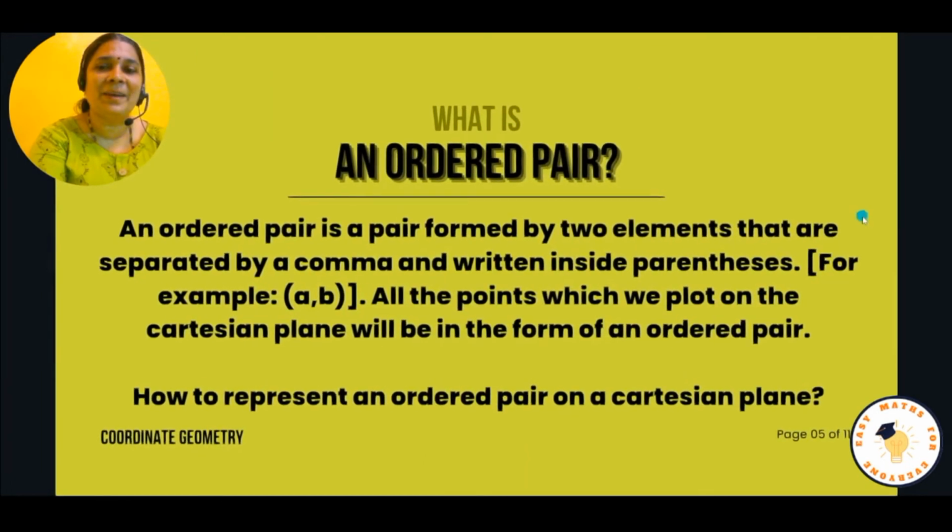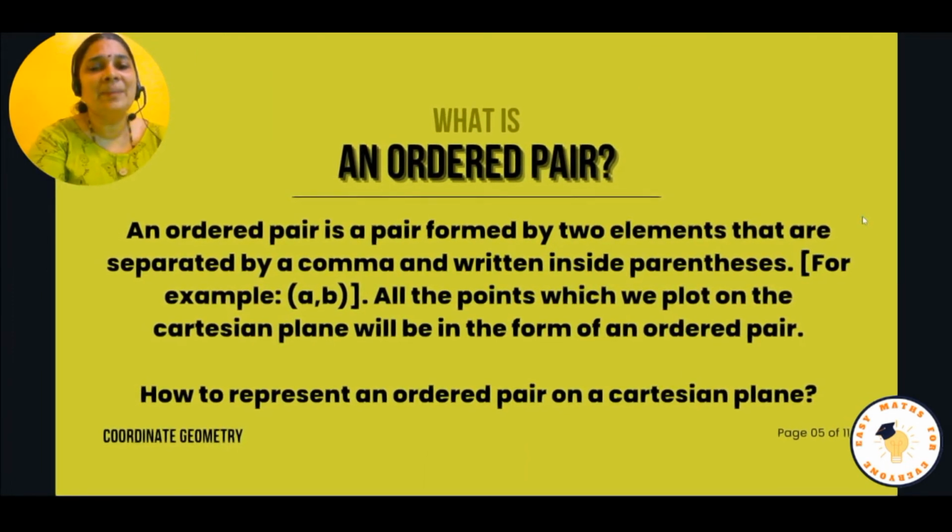What is an ordered pair? An ordered pair is a pair formed by two elements that are separated by a comma and written inside parentheses. For example, (a, b). All the points which we plot on the Cartesian plane will be in the form of an ordered pair. How to represent an ordered pair on a Cartesian plane?